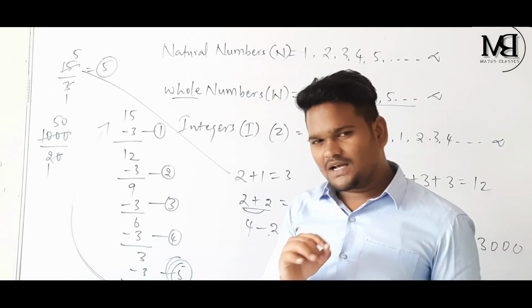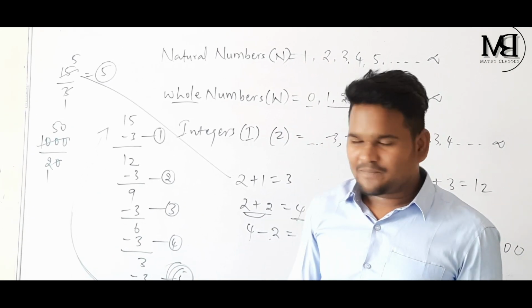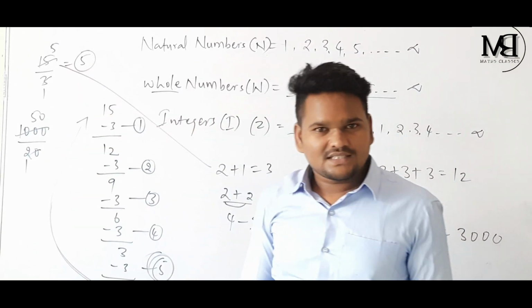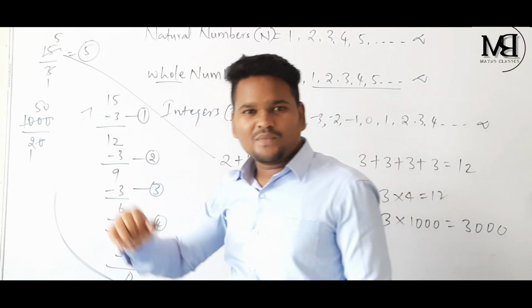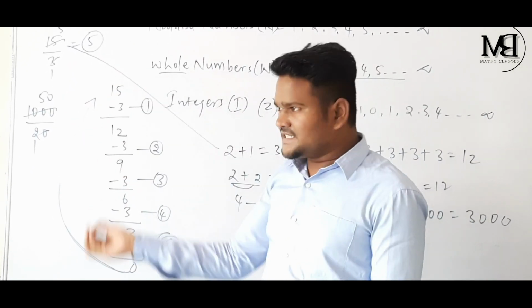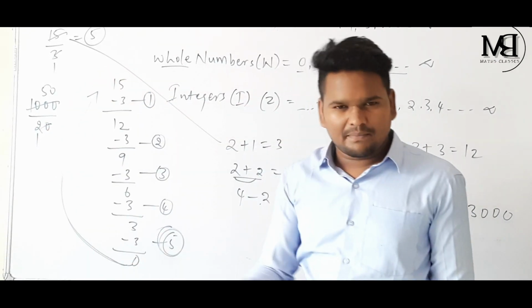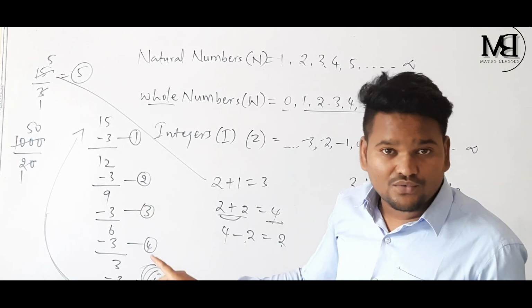And see children, if you could observe, here we got a new type of number, that is 1000 by 20, 15 by 3. Yes or no? This number is in the form of p by q, right? So what are the numbers which are in the form of p by q?